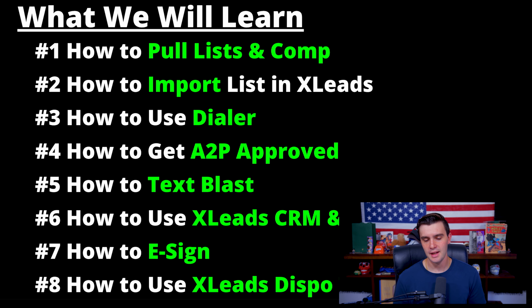So what we're gonna go over in this training is number one, how to pull lists and actually how to comp properties. Then we're gonna learn how to import lists inside of the XLeads CRM. Then we're gonna learn how to use our dialer. Then we're gonna learn how to get A2P approved. We're gonna learn how to text blast, use our XLeads CRM and automations, how to get our contracts e-signed, and then our XLeads Dispo tools. There are other things on here, but just getting started, this is pretty much the core 8 we really need to know.